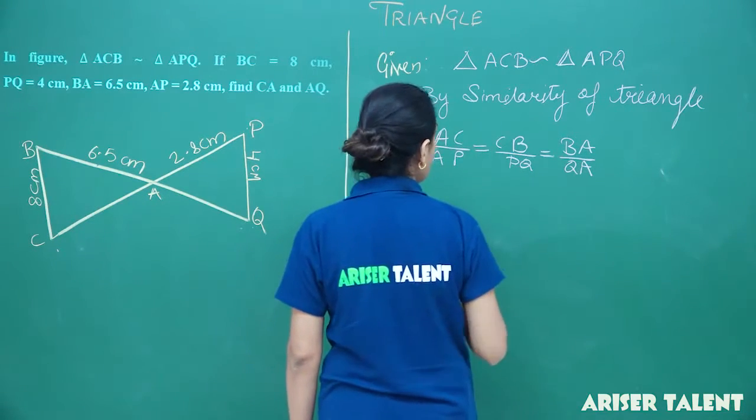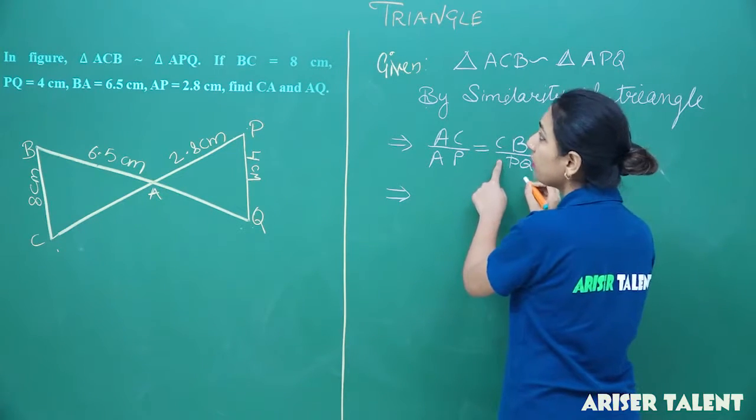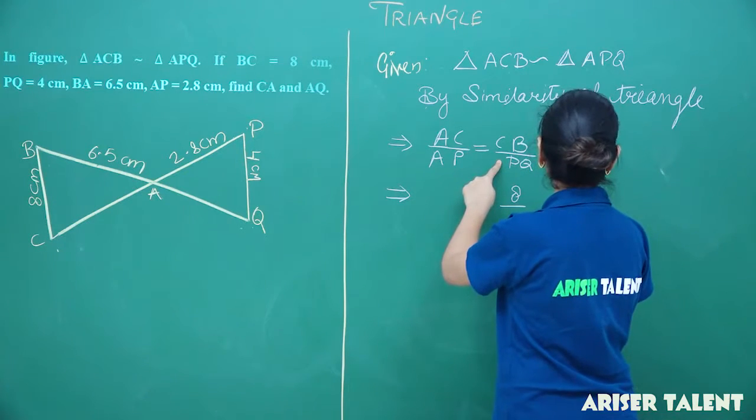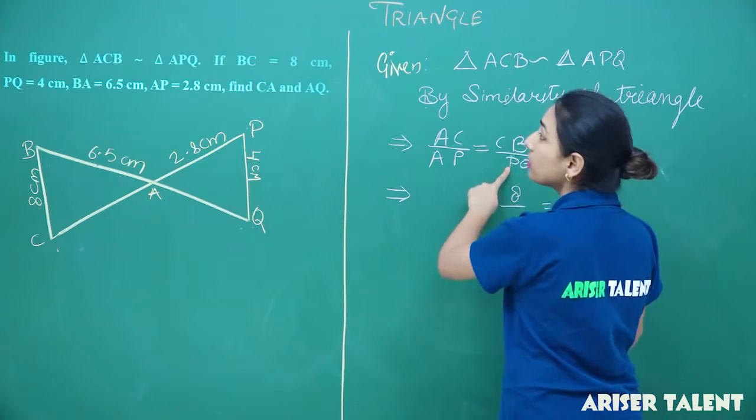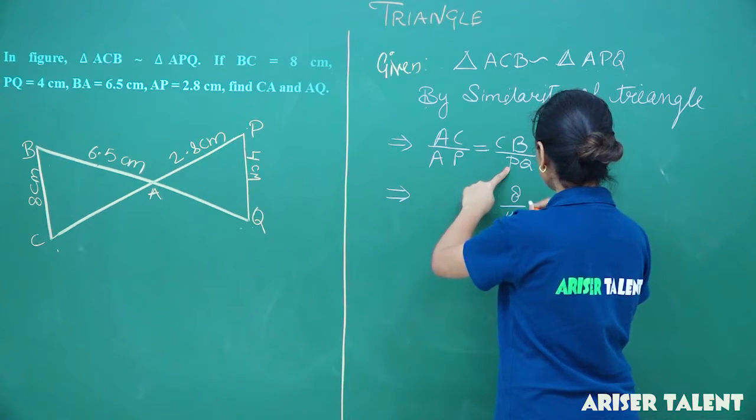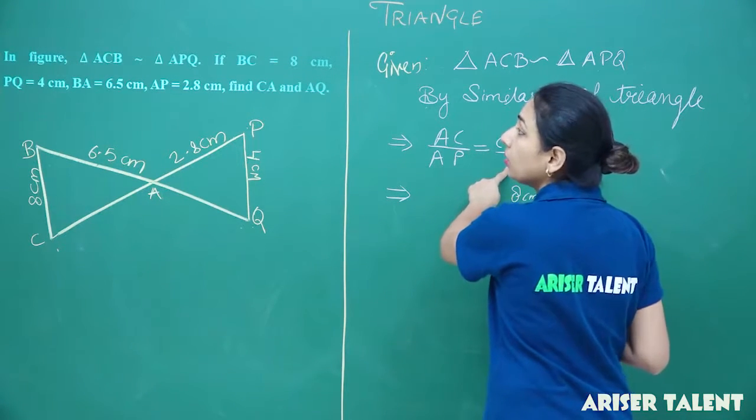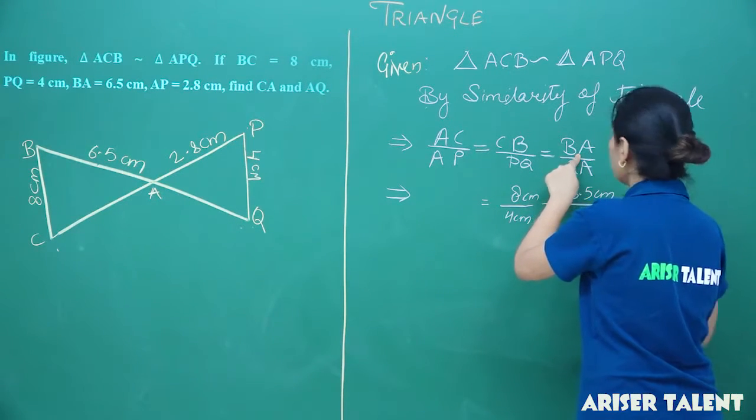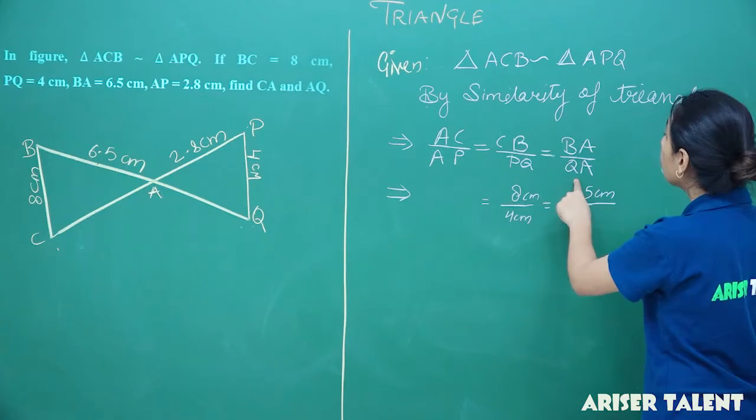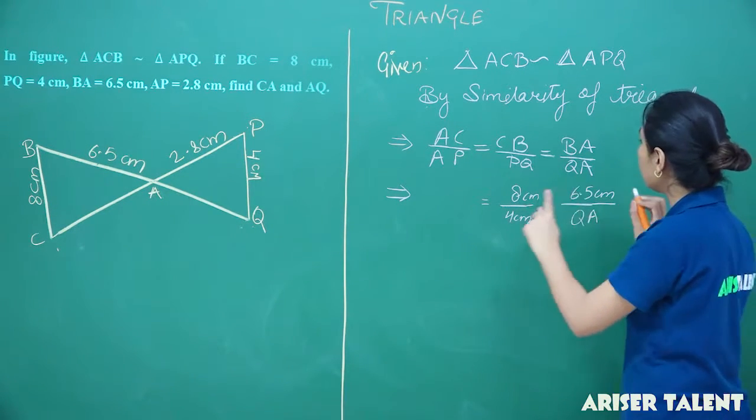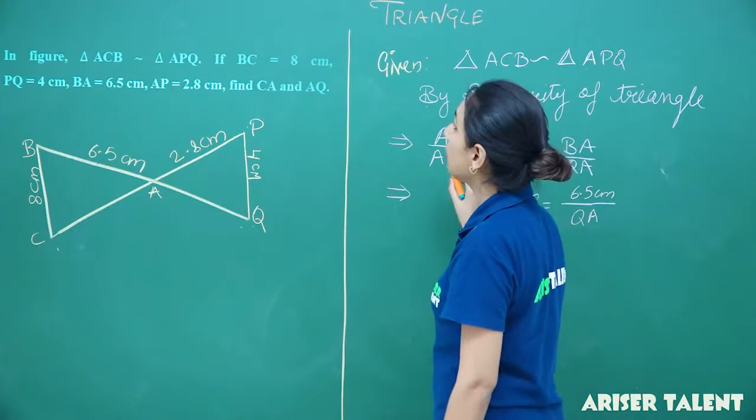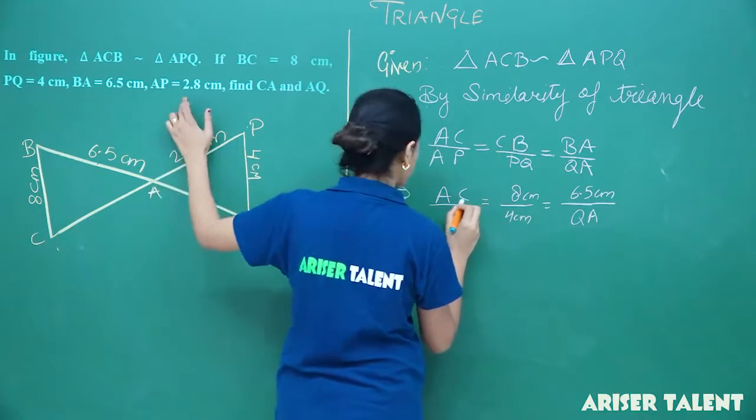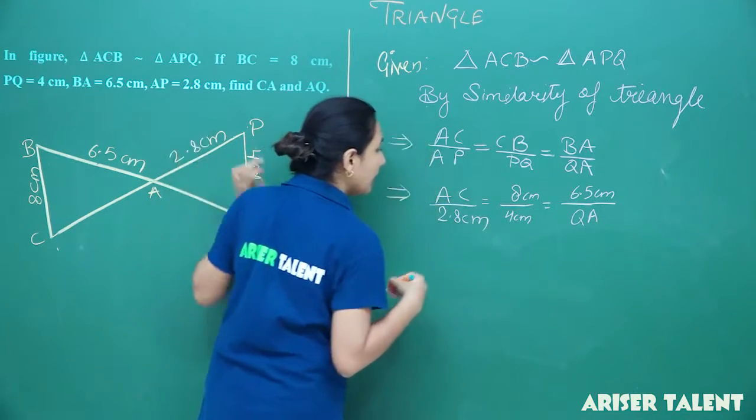Now BC is given here, BC is given 8 centimeter and PQ. Where is PQ? PQ is here. PQ is given 4 centimeters. Now BA is given 6.5 centimeters, students. Okay, and QA you have to find, so you have to write it as it is. Now AC is not given, AP is given. So write AC as it is and write the value of AP, that is 2.8 centimeters right there.